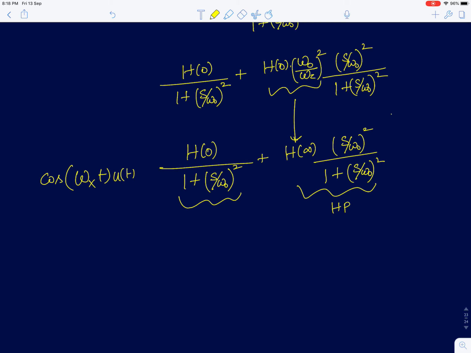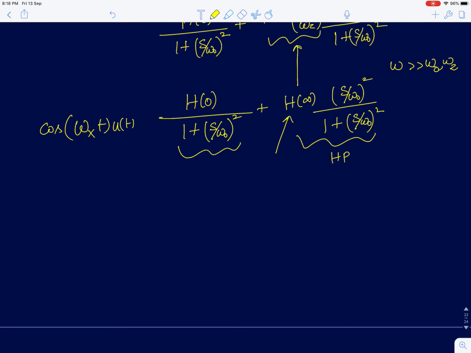But at very high frequencies, where your omega is much greater than both omega naught and omega z, the transfer function will reach a constant value, and that constant value here is h infinity. And you can also express the high frequency gain in terms of the low frequency gain, which is h of 0, as shown here. So now if I'm feeding a sinusoid of frequency omega x to this system, we already know the kind of output we are going to get.